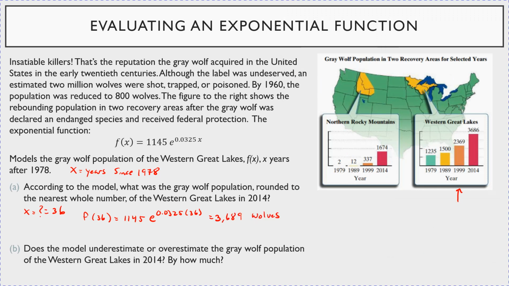All right, well, you notice this was the actual number, okay? This was the actual number right there. There were really 3,686 wolves, so we were close. So does the model underestimate or overestimate the gray wolf population? Well, it overestimates it by just a little.